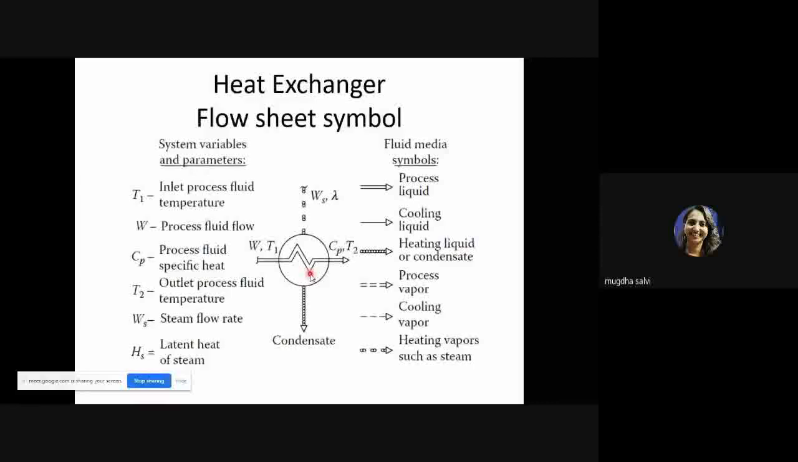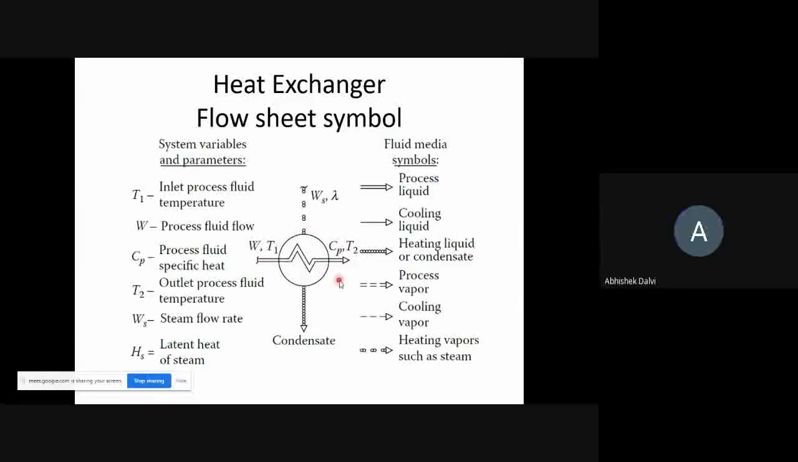I will repeat my question. In this heat exchanger, if I want to maintain T2 at a particular set point, the exit temperature at a particular set point, then what would I vary in this particular diagram? Which variable would I vary? Flow. Flow. Who said flow?